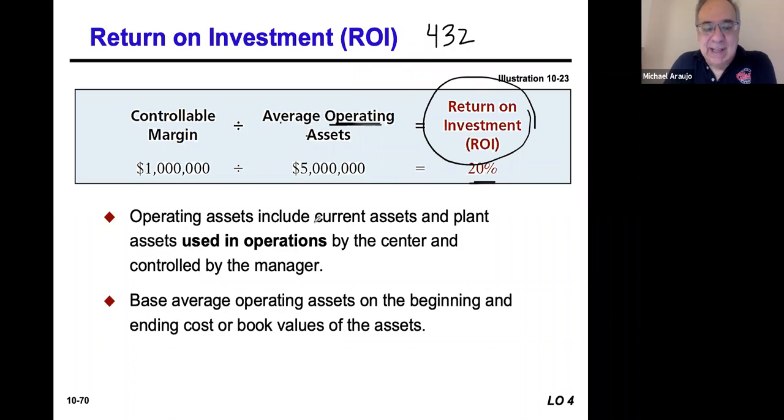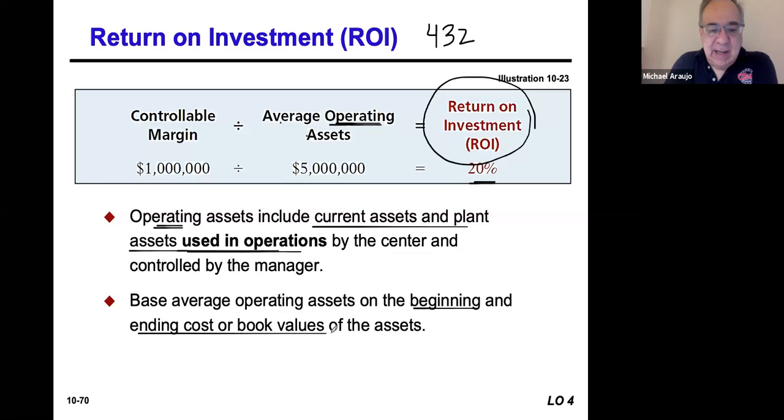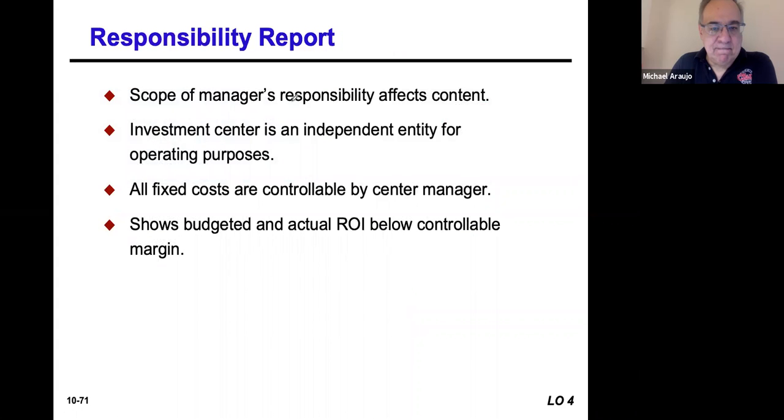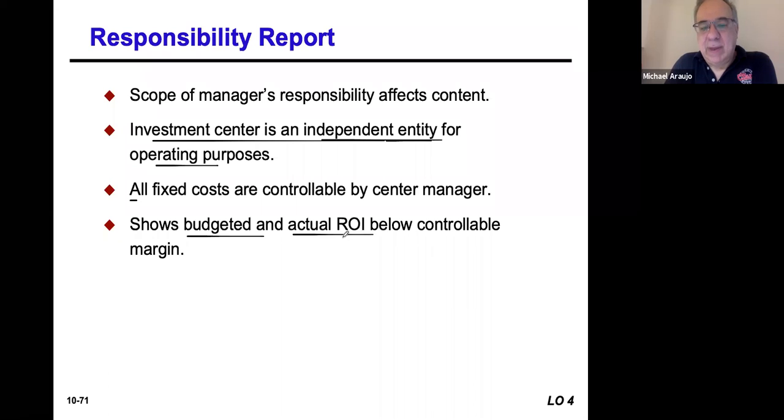That's really important. Operating assets are current assets and plant assets that are actually used in the operation. Okay. So it does not include the other types of assets, but just the ones that are involved in the operations of the company. In order to get the average, by the way, as it says here, it's the beginning and ending book value of those assets on the balance sheet. Okay. So for the most part, an investment center is somewhat of an independent entity for operating purposes. And so all of the costs are controllable by the center manager. They have budgeted and actual data that's listed, but the way they evaluate the data is based on return on investment. Okay, so you'll see that.